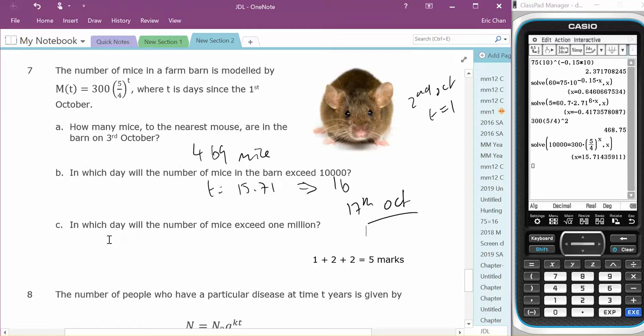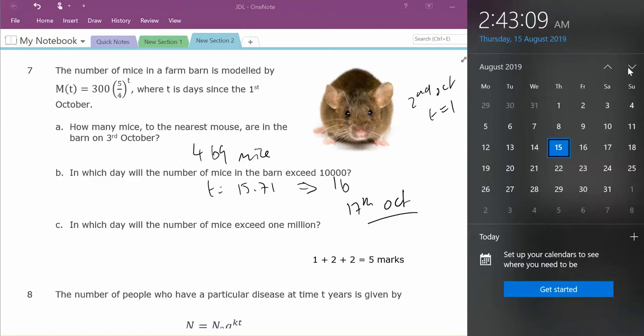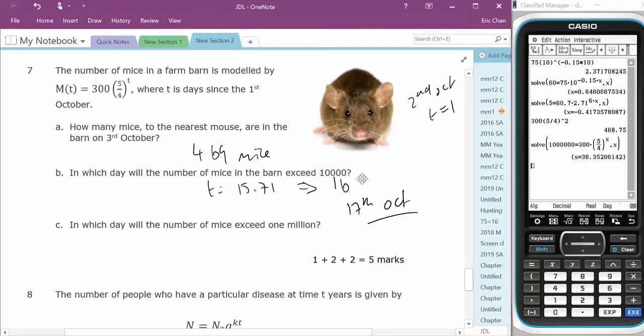On which day will it exceed 1 million? So I'm just going to add a few more zeros. Make sure we have three. On which day would it exceed 1 million? Right, so we'll look at the month of October. I think October has 31 days. I'm going to check, I'm not sure myself. October has 31 days.